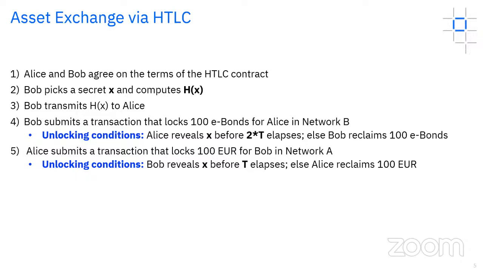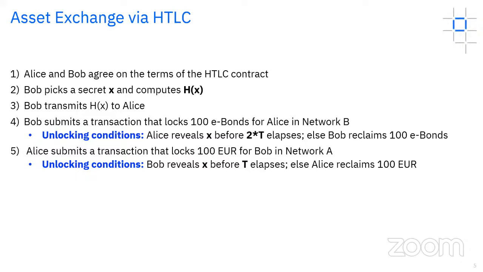And the transaction that Bob would submit will lock the 100 e-bonds for Alice, and it will specify what we call unlocking conditions. Here the unlocking conditions are that Alice reveals X before a timeout, which is in this case double the timeout they agreed upon, or, if Alice doesn't meet this condition, Bob would reclaim the bonds. So basically, if Alice does not claim these 100 e-bonds before the timeout elapses, Bob could just go and reclaim the 100 e-bonds.